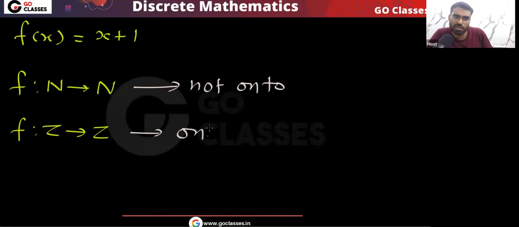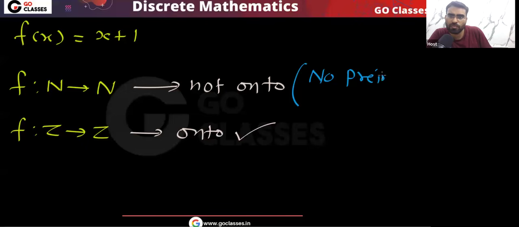In this situation it will be onto. Okay, yes or no? You can easily see why in this situation it is not onto. It is not onto. Why? Because you can see there is no pre-image of whom? There is no pre-image of 1.